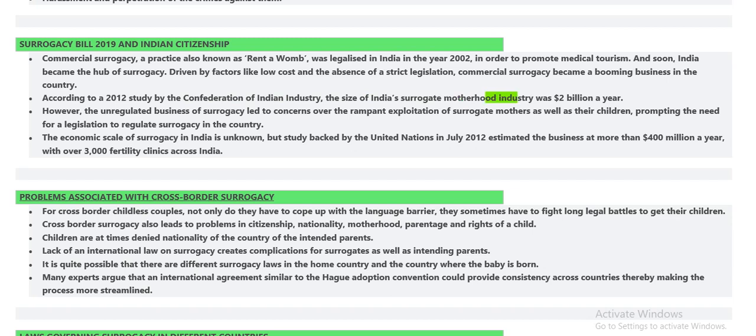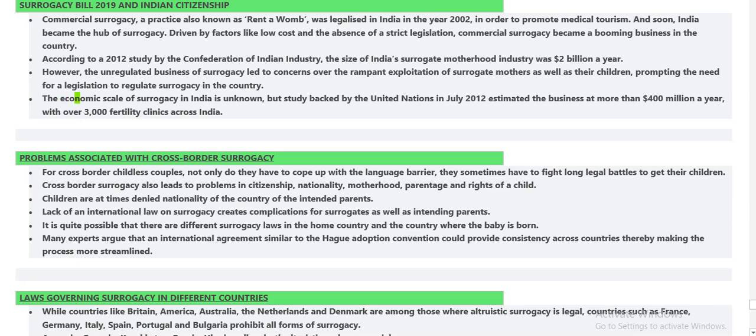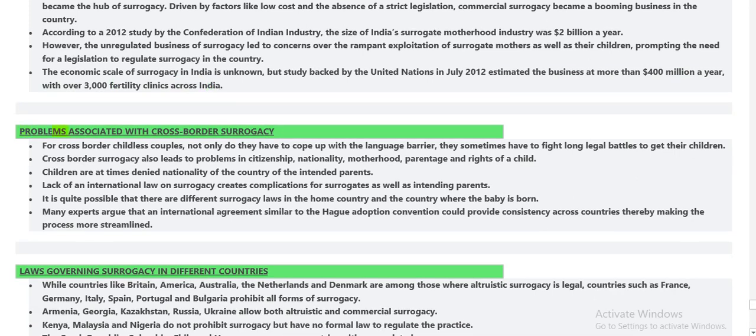Driven by factors like low cost and the absence of a strict legislation, commercial surrogacy became a booming business in the country. According to a 2012 study by the Confederation of Indian Industry, the size of India's surrogate motherhood industry was $2 billion a year. However, the unregulated business of surrogacy led to concerns over the rampant exploitation of surrogate mothers as well as their children, prompting the need for a legislation to regulate surrogacy in the country.